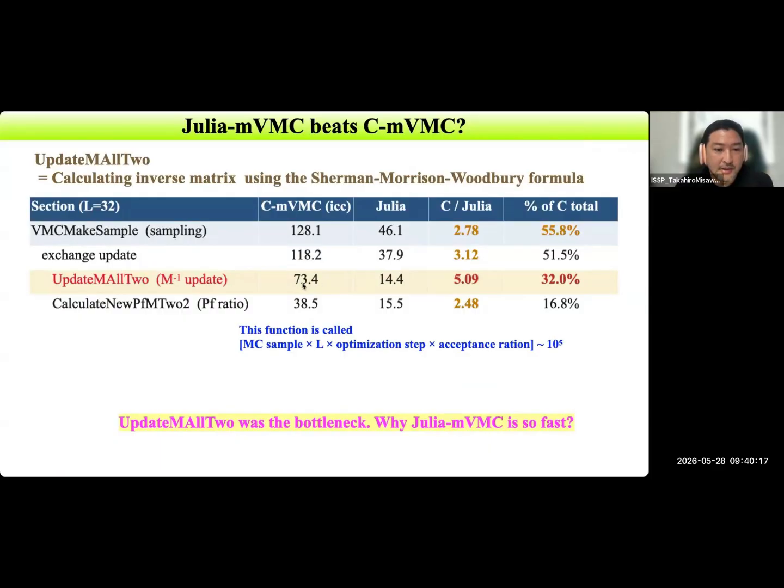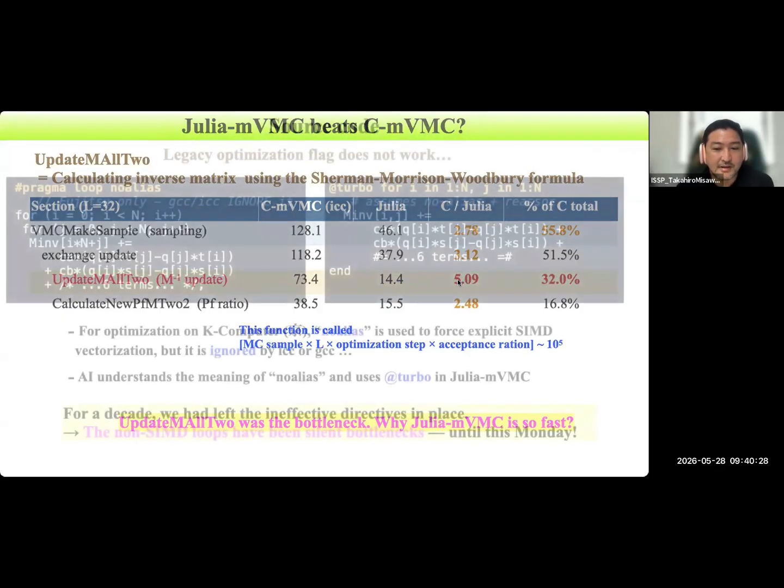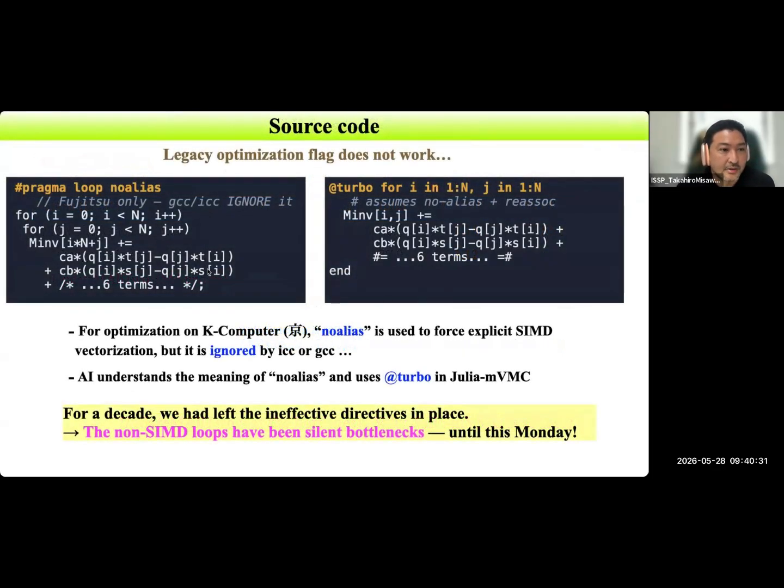For C MVMC, it takes 70 seconds. For Julia MVMC, just 14 seconds. So there is a 5 times difference. To identify this difference, I looked at the source code for calculating the inverse matrix. The left side is the implementation in C, and the right side is the implementation in Julia. And I finally found there is a legacy optimization flag, named pragma loop noalias.